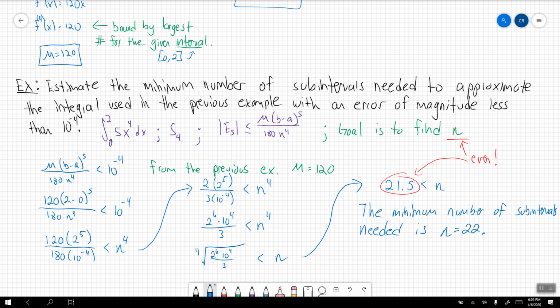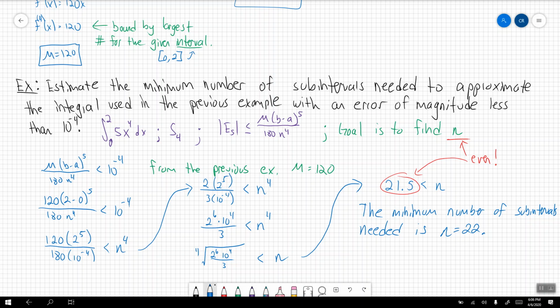If we over approximate, so if we get n is equal to 22, that's going to tell us that we get a little bit better approximation, which means it's going to lessen our error a little bit more, which is what we want. So if n is equal to 22, then our error will definitely be less than 10 to the power of negative 4. 10 to the power of negative 4, that's a really, really small error. And again, trying to approximate that error, well, we now know that we need 22 subdivisions.